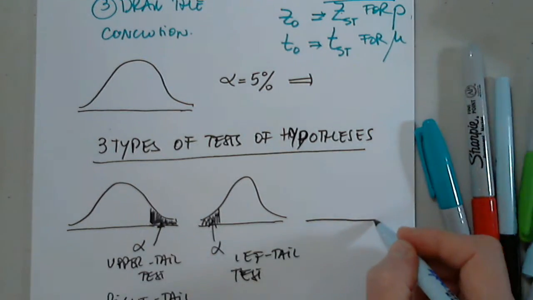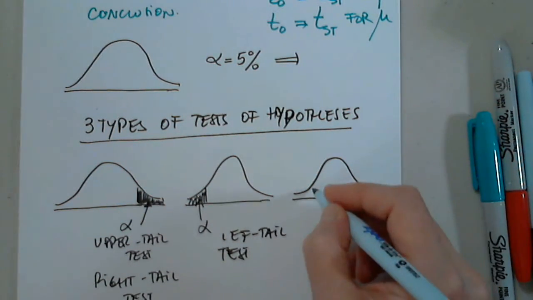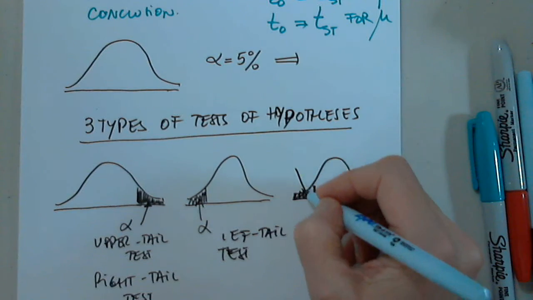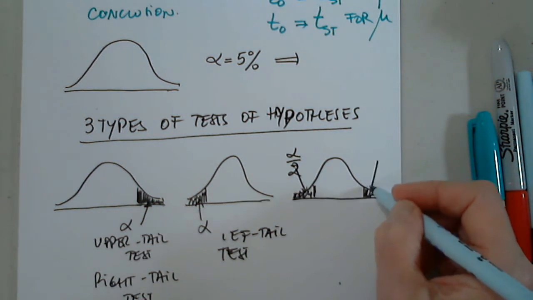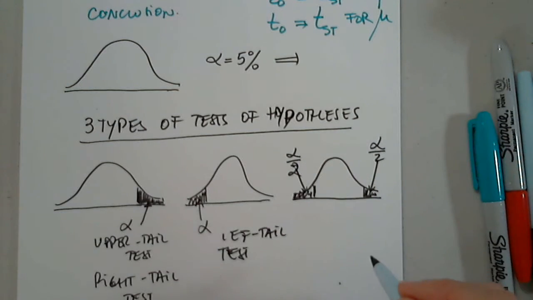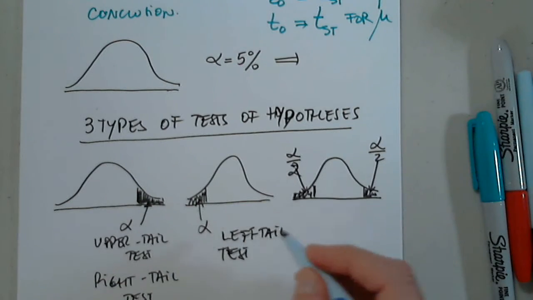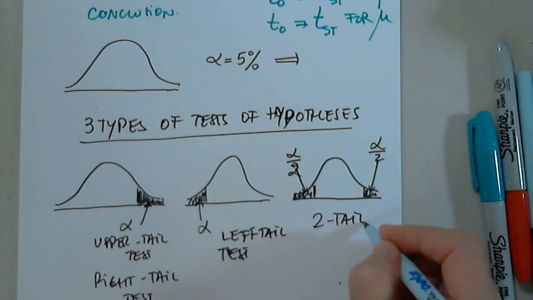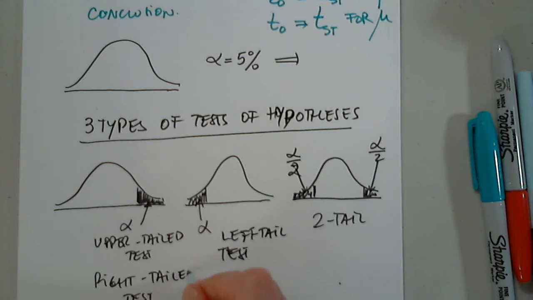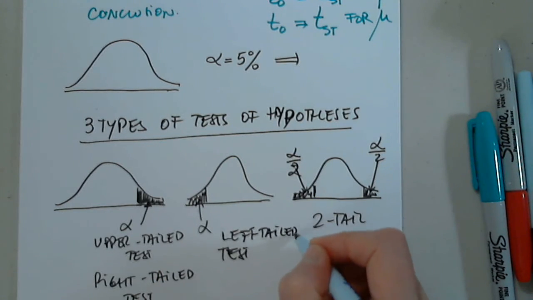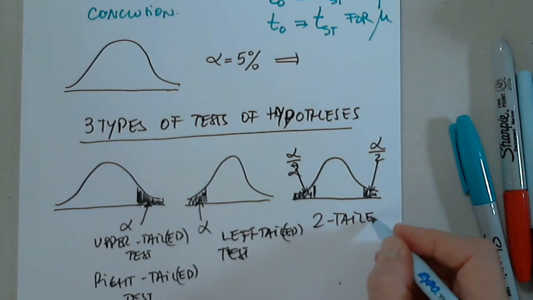And of course, the two-tail test. When this piece has alpha over 2, and this piece equally, of course, alpha over 2. This is a left tail test, and this is a two-tail test. Now, I can call it tailed, I can call it tail, it's up to you. Two-tailed test.